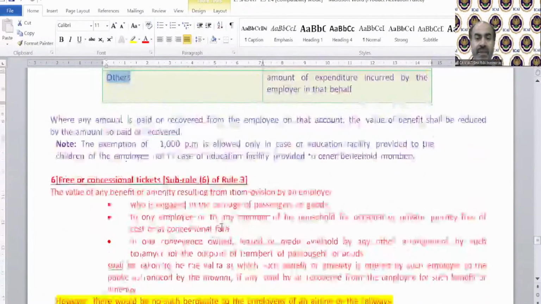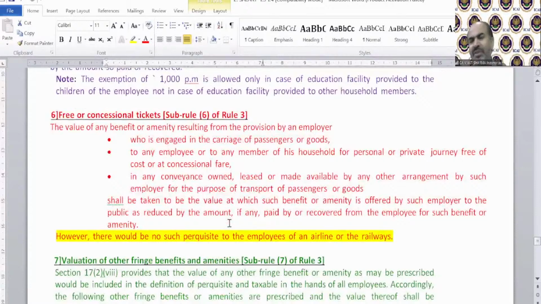Okay. Next is free or concessional tickets. They are very simple provisions. There is no technical provision in these. You will read it once and you will find it easy to implement and solve in the question.